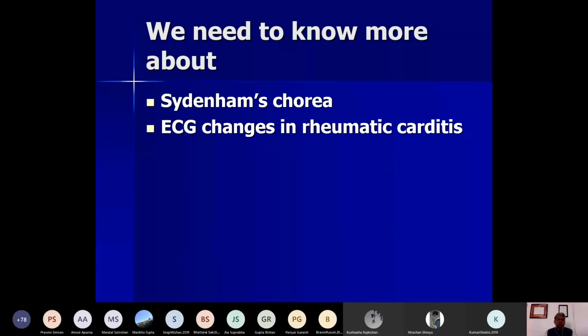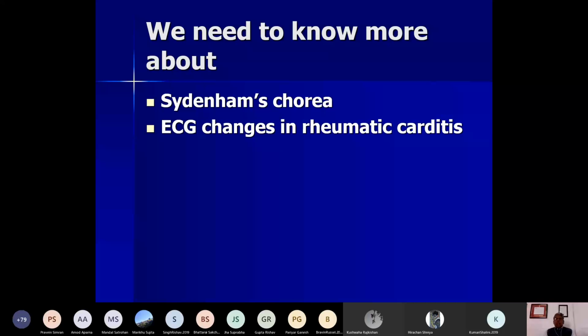Two more things which you need to study, which we have not covered in our classes, is Sydenham's chorea. What is Sydenham's chorea? In which age group does it happen? What are its manifestations? Why is it called Sydenham's chorea? What is the basic pathology? And what is the outcome of Sydenham's chorea? So that's one thing you need to study.